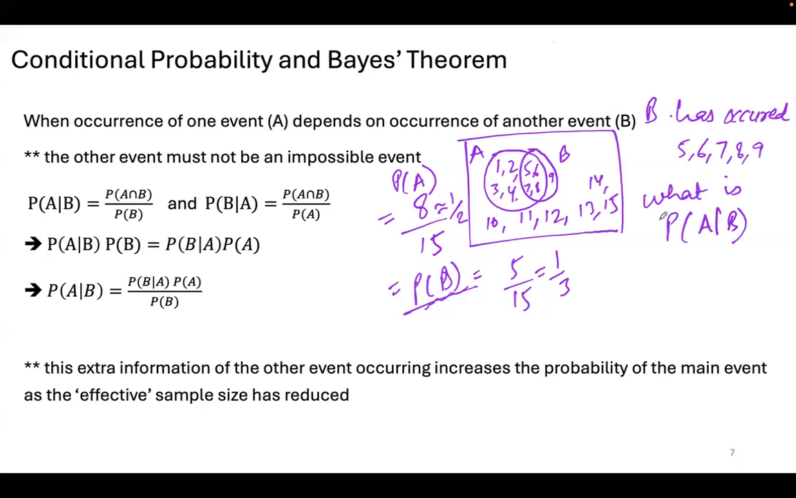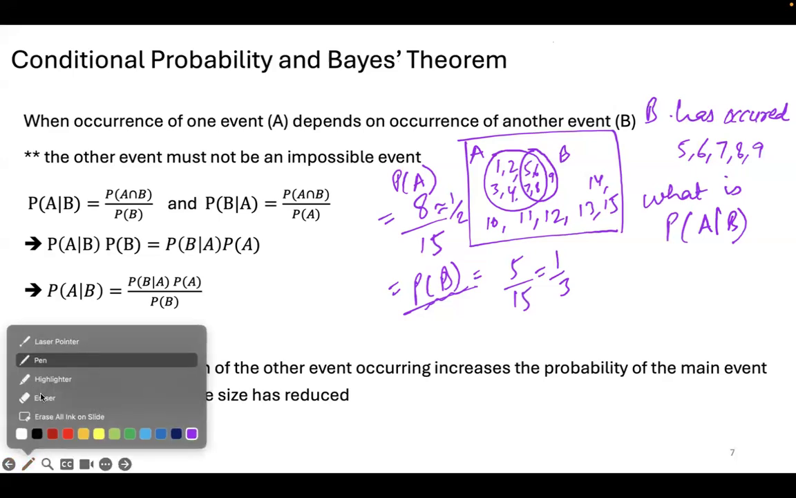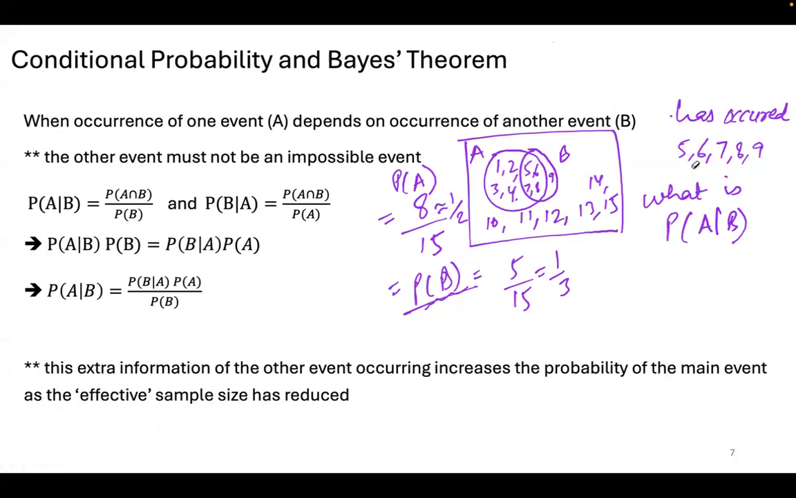Let's do something else. Wait, sorry. Maybe this example was not the best I took. Just give me one more minute. Let's say A has occurred. When we say A has occurred, it means 1, 2, 3, 4, 5, 6, 7, and 8. And if I say what is B given A has occurred?